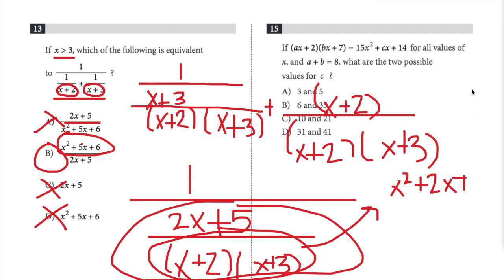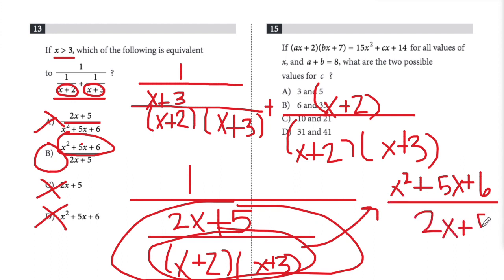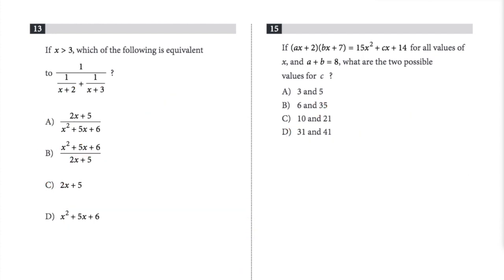Sorry, my bad. That's not what I meant to write. It's x squared plus 5x plus 6, over 2x plus 5. And that's B, because we do keep, change, flip with division. Alright, let's keep going.